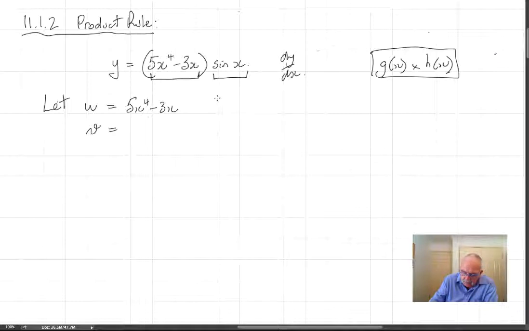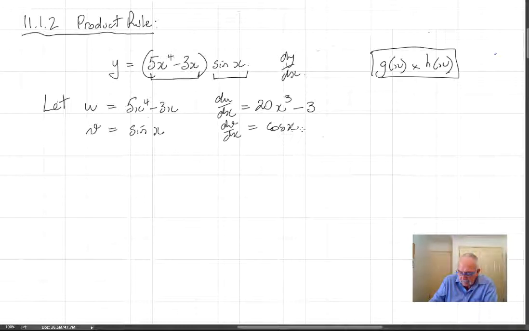So we've got du dx, and that is, using our table, 20x cubed, so 4 times 5 and take 1 off the power, minus, now the derivative of something x is just the something, so it'll be just minus 3. Okay, so that's du dx. v is equal to sine x, and from our table of derivatives, dv dx is equal to cos x.